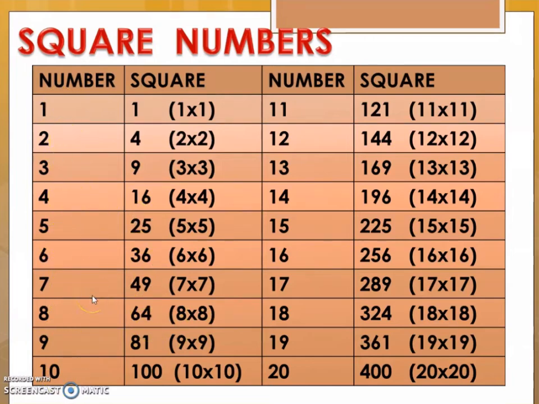The units digit will be only a single digit. Either it can be 0, 1, 2, 3, 4 till 9. So that is why the ending digits you can see from here, it can be only 1, 4, 9, 6, 5 and 0. It cannot be 2, 3, 7 and 8. So that is the first property of square numbers.